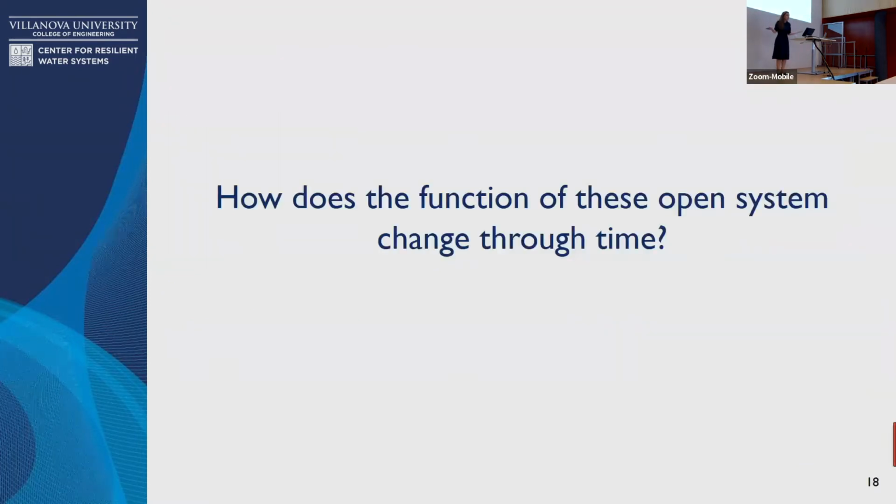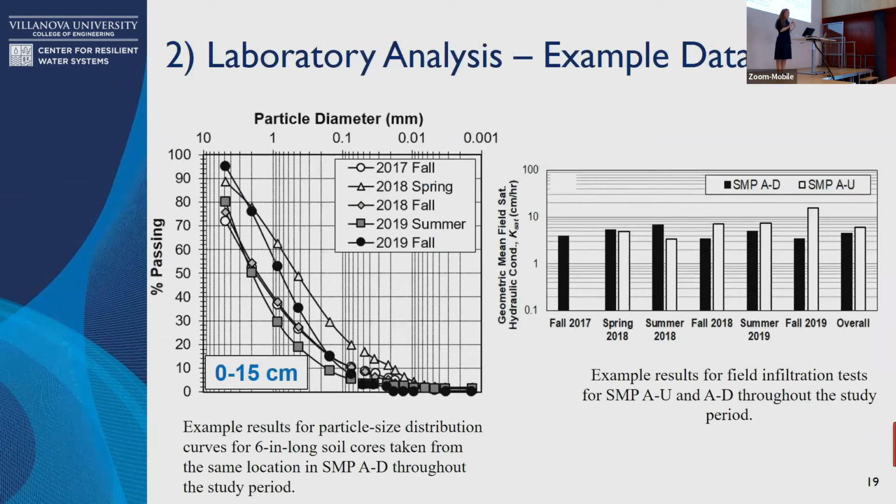So what did we find? How does this open system change through time? Well, in the case of this SMP with 7 centimeters of deposition in just 3 years, it didn't really change. You can see here in the particle distribution curves and the infiltration, this is just an example, but you don't have a lot of change that's happening. We know that this is changing. You can see the deposit, we can see the sediment coming in, we can see the erosion and the deposition, but the function isn't really changing.